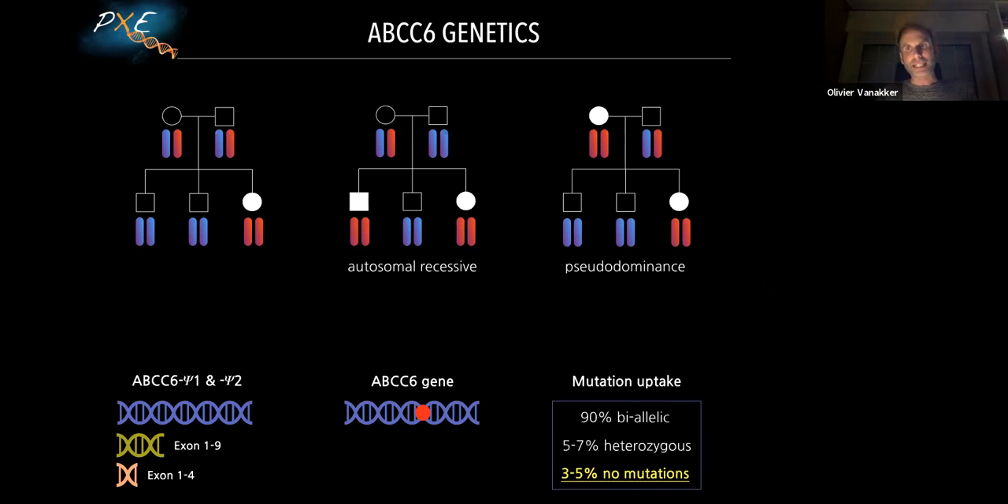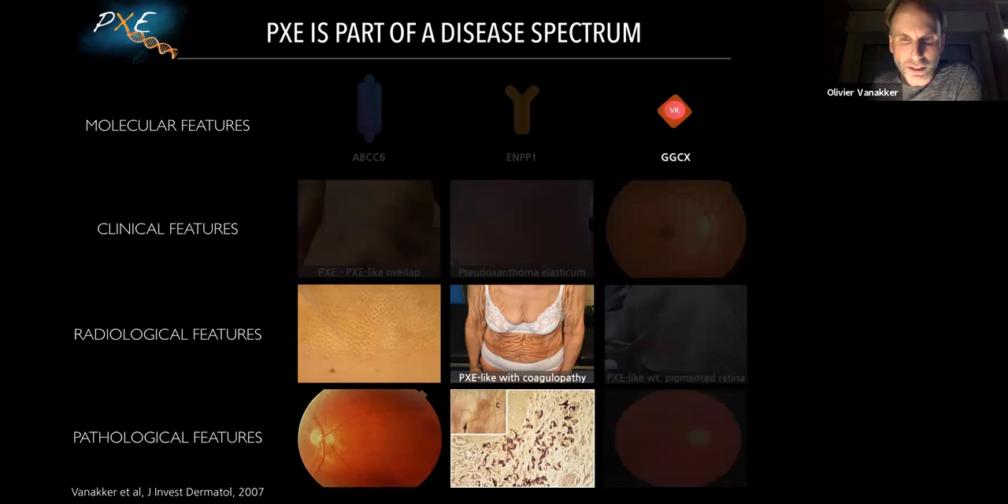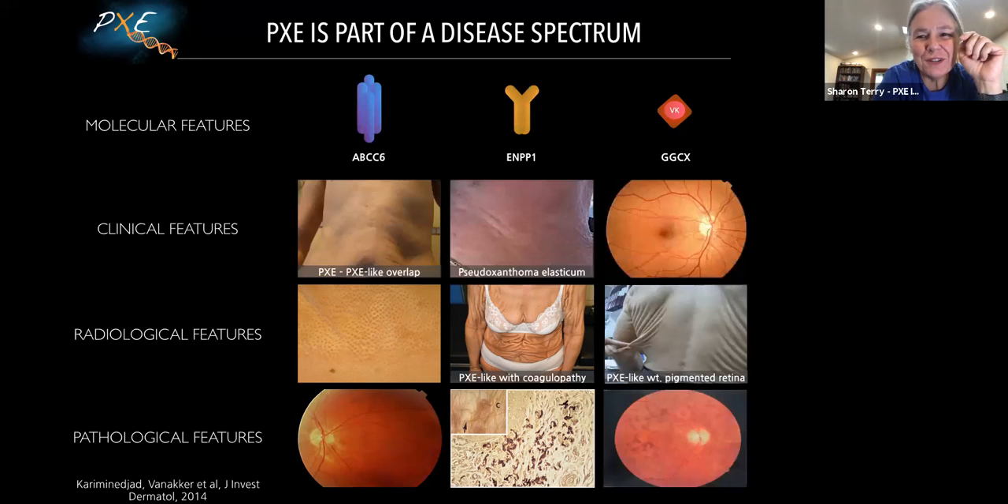And this has led to the fact that over the years, we have seen that you have PXE, but you have multiple genes that are involved in PXE, not just ABCC6. And PXE is actually part of a spectrum of diseases. One of the first ones was the PXE-like disease with a coagulation deficiency, with a very severe skin phenotype due to mutations in a completely different gene called GGCX. And since then, there have been other phenotypes.